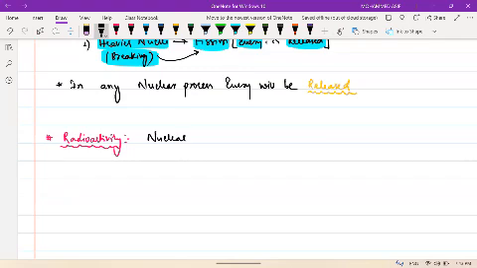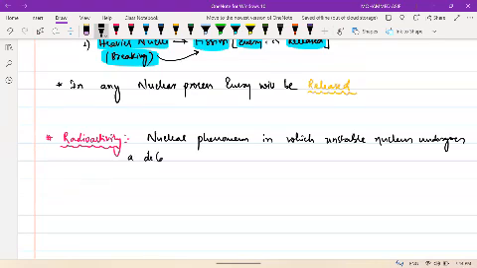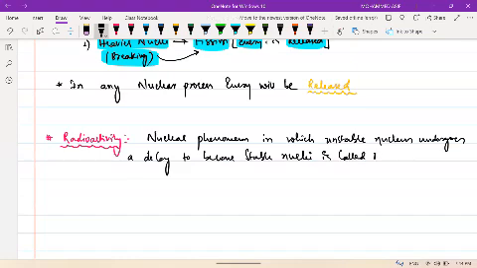So I can say this is a nuclear phenomenon in which your unstable nucleus undergoes a decay to become a stable nucleus. It is called radioactivity. Am I clear?